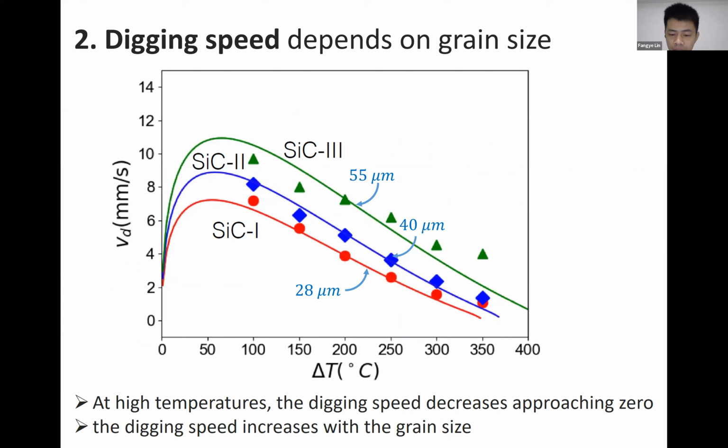These experiments were also performed for different grain sizes, and we found that the digging speed increased with the grain size. The fact that the digging speed decreased when the temperature increased is counterintuitive, because one expects that the higher the temperature is, the more vapor is produced. As a consequence, more grains could be ejected, increasing the digging speed. It's not the case, and we aim to explain this particular behavior.